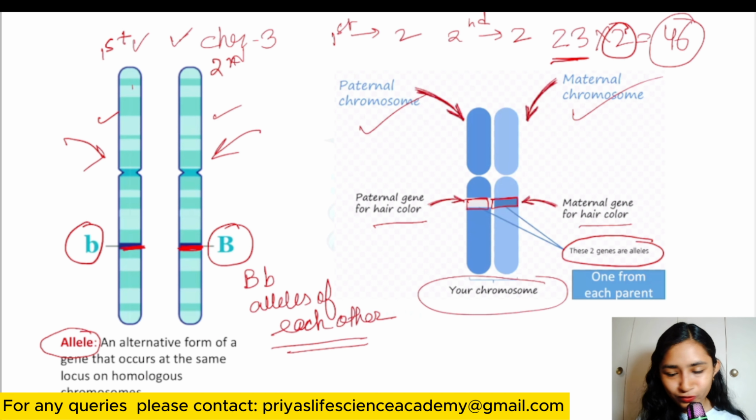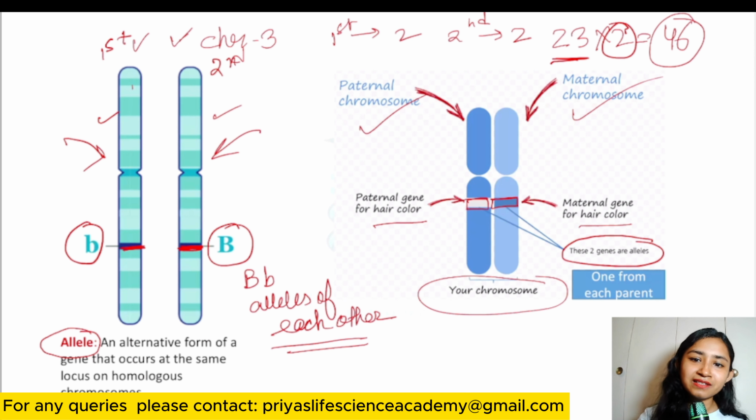This is your chromosome, like this is my chromosome. For example, this is chromosome 3. One part of chromosome 3 is coming from the father, another part is coming from the mother, and suppose there is a hair color gene inside chromosome 3. The hair color gene from the father's side is somewhat gray, the one from the mother's side is somewhat blue, and these two genes are not so similar to each other. So these are known as alleles of each other.